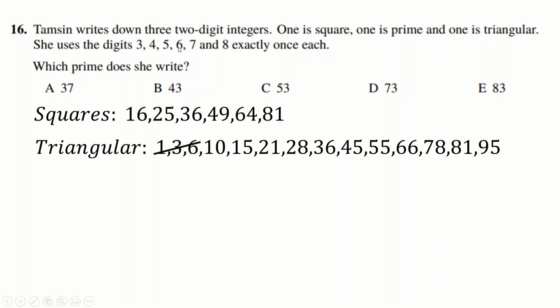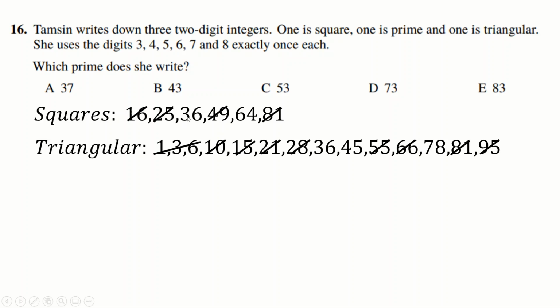And now we're only going to be using these digits, and we're going to use them exactly once. So I don't have a 1 or a 2 or a 9, or a 0. So let's just cross out everything that has a 1, 2, 9 or 0 in it, because those clearly aren't the numbers she's writing down. So crossing out all these, still crossing out. We're not left with that many, actually.